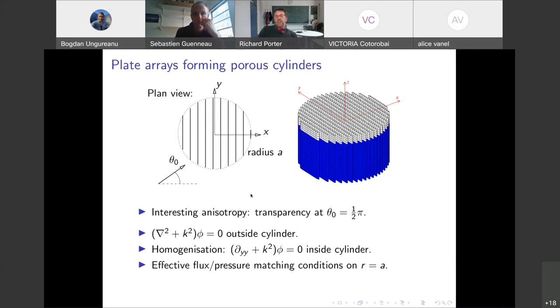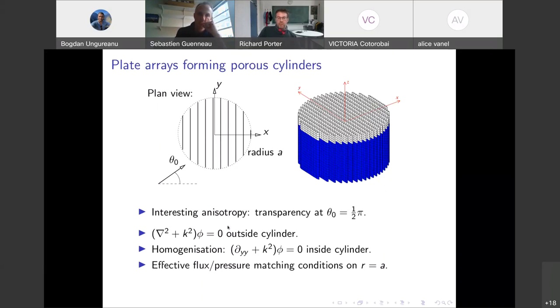Okay, and so this is the first problem that I started thinking about, because I thought this was quite interesting, because it had this property that if I send the waves in from this direction, the waves just pass straight through the plate array and it becomes completely transparent. And that clearly doesn't happen when I send waves in from theta naught equals north.